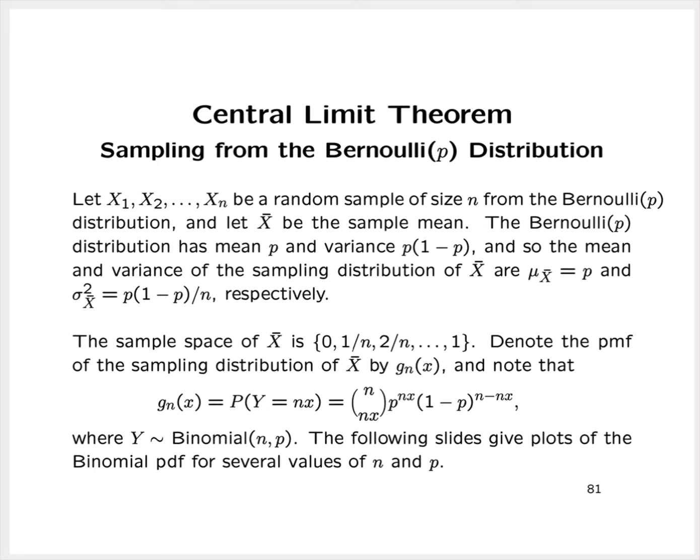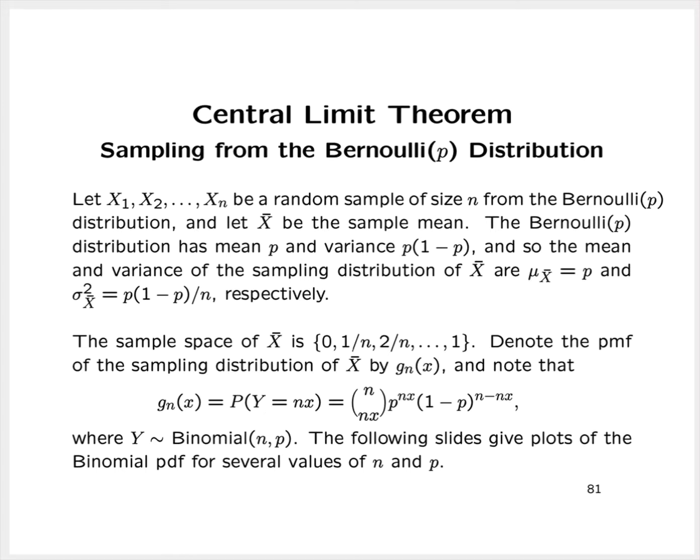In this lecture video, we're going to see an application of the central limit theorem to the sampling distribution of a discrete random variable. Now let x1, x2, and so forth up to x sub n be a random sample of size n from the Bernoulli distribution with success probability p, and let x bar be the sample mean.